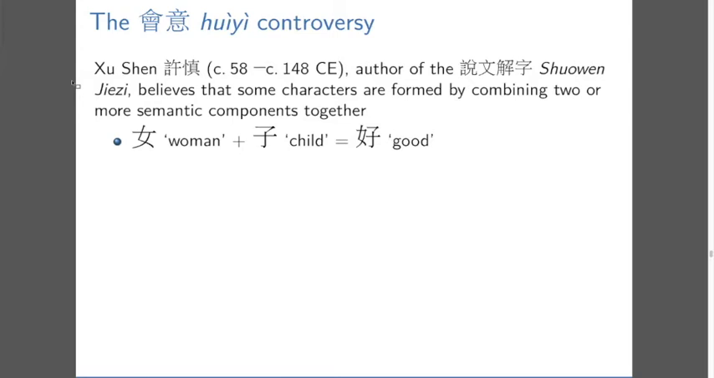One reason I've decided to talk about this is that these are often the examples someone is presented with when first told about the Chinese script. So, woman plus child equals good. And woman plus roof equals peace, because having your wife at home makes you feel so peaceful.